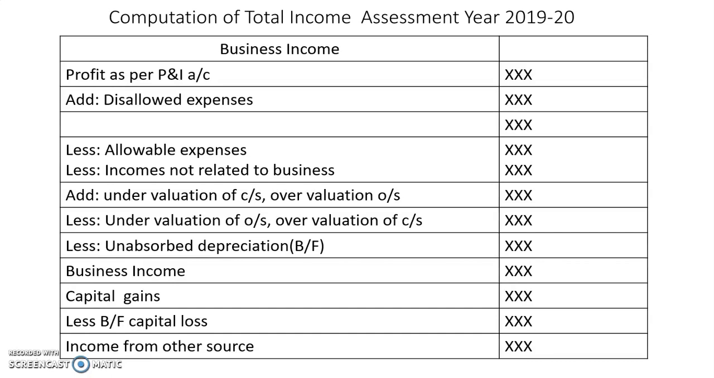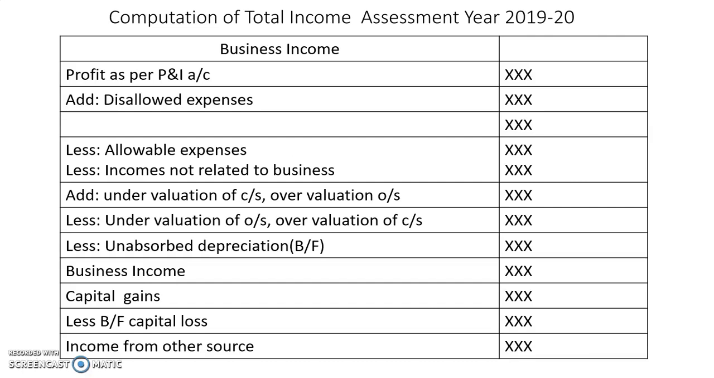Add undervaluation of closing stock and overvaluation of opening stock; less undervaluation of opening stock and overvaluation of closing stock. This transaction is given in the adjustment and is related to the opening stock and closing stock given in the profit and loss account. Less unabsorbed depreciation.